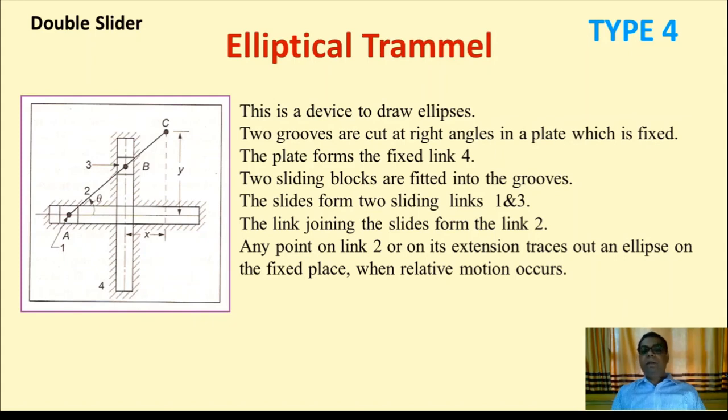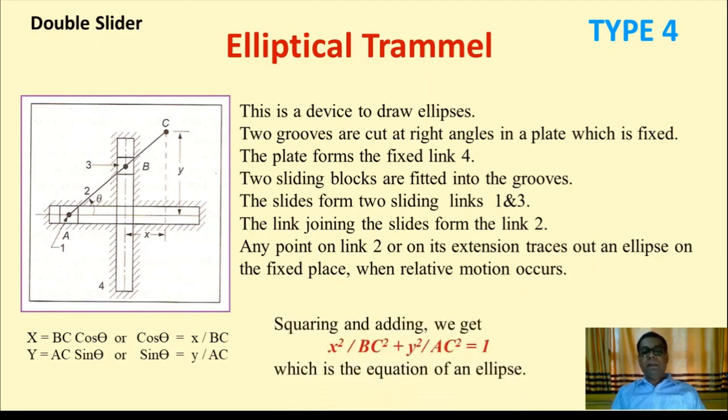Now any point on link 2 or on its extension traces out an ellipse in the fixed plane when relative motion occurs. Definitely at any instant we are going to get X equal to BC cos theta, or cos theta equal to X by BC, and Y equal to AC sin theta, or sin theta equal to Y by AC. Now squaring and adding, we are going to get X squared by BC squared plus Y squared by AC squared, which is definitely going to give us the result equal to 1, which is the equation of an ellipse.